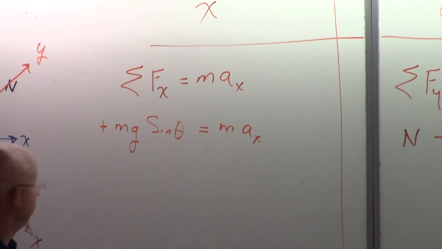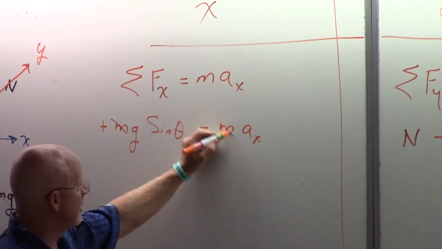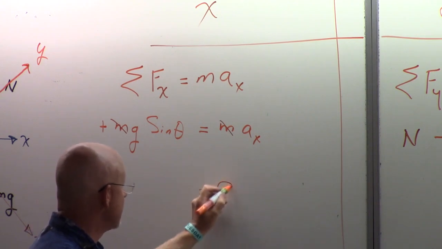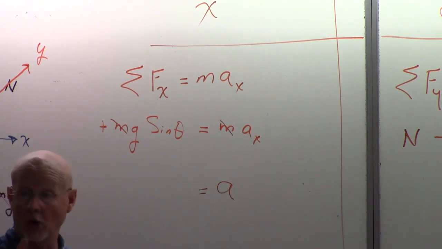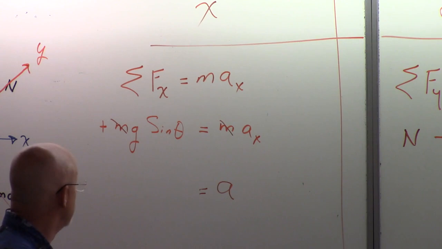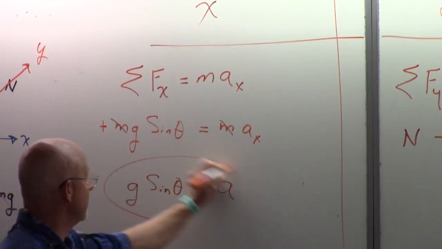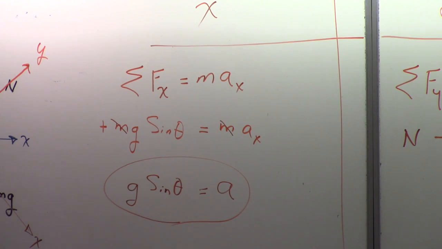And now you can see we solved it. Step 4, solve. Cross out the m, and you would say the acceleration, and I'll just say total, I won't even bother to say x component, equals g sine theta. And that's what this problem was telling us to do. Can you prove that the acceleration down a hill is g times sine of the angle?